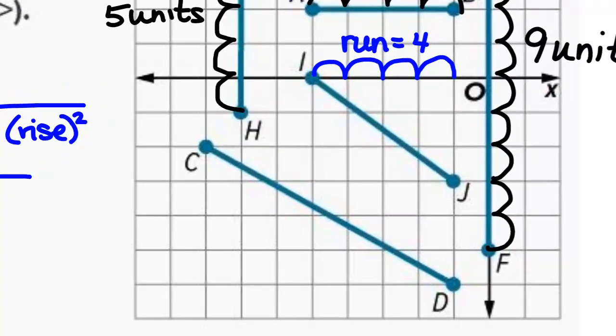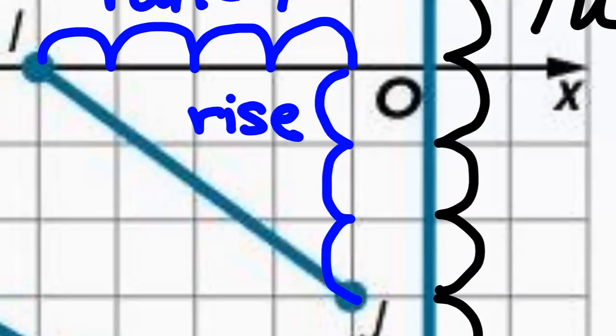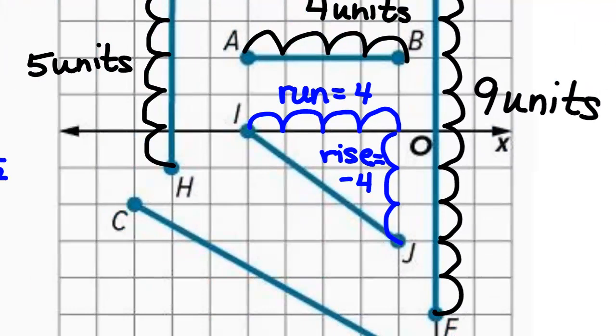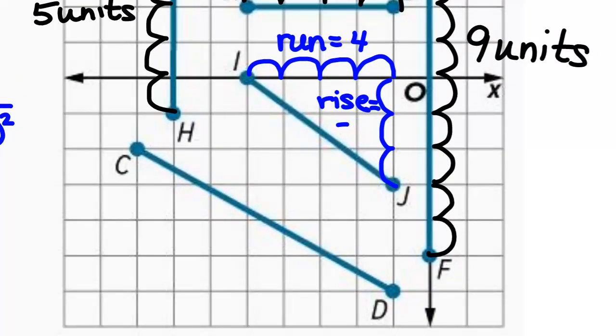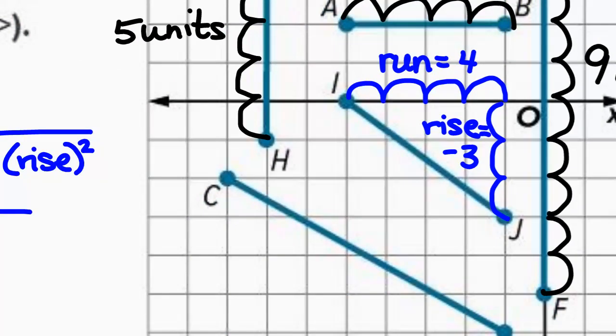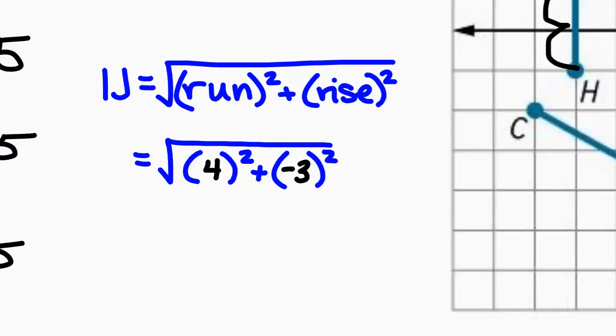Plus, let's count that rise now. So starting from right here, I'm going to drop down until I get to point J. How far is my rise? 3. 1, 2, 3. Since I went down, should I call that a positive or negative? Think about your slope from Algebra 1. Negative. So rise, since we went down, would be -3. Sorry, not -4, -3. I had 4 on the brain there. My apologies. Rise is -3. So I have -3 inside my parentheses here.